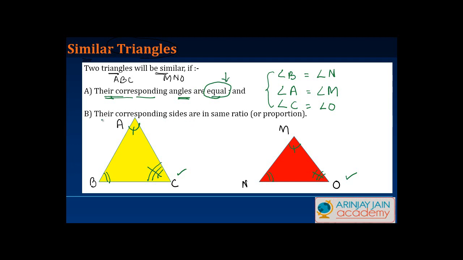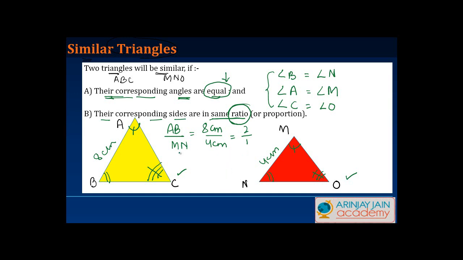The second condition is that their corresponding sides are in the same ratio or proportion. What does this mean? Let me say, for example, that the length of side AB is equal to 8 centimeter and MN is equal to 4 centimeter. Now, the corresponding side of AB is MN. And what is AB upon MN? It is 8 centimeter upon 4 centimeter, or 2:1.